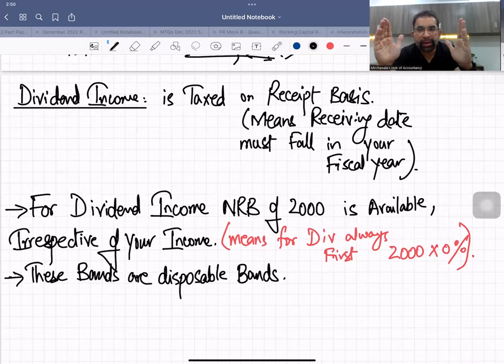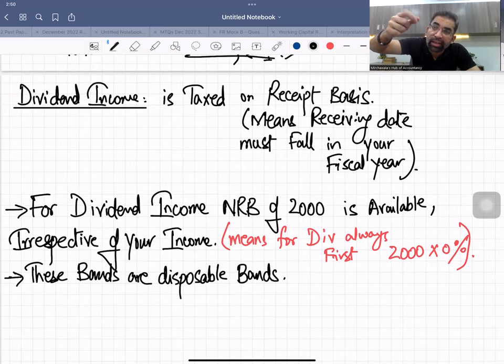So if you want to include a certain amount of dividend, that dividend must have a cash receiving date in your fiscal year. If the receiving date of that dividend lies in your fiscal year, then you can include it. Otherwise, you can't. Otherwise, just leave it in the question. Only those dividends we include that have a receiving date in our fiscal year. So read it again. Dividend income is taxed on receipt basis means the receiving date must fall in your fiscal year.